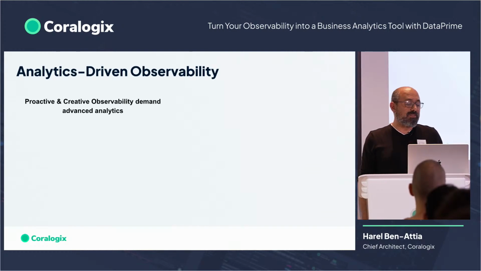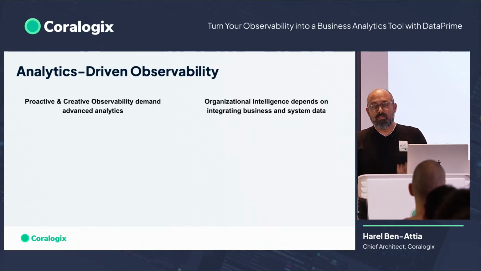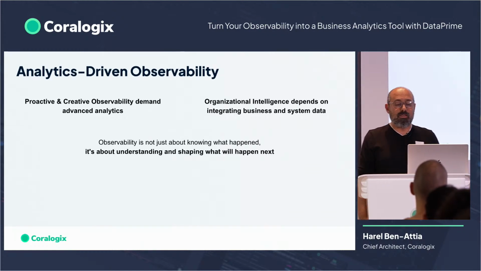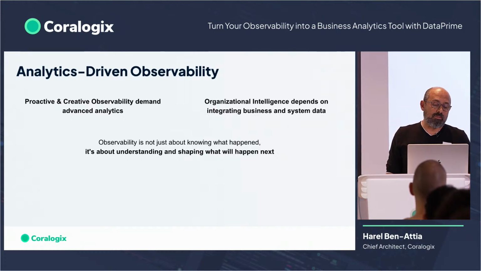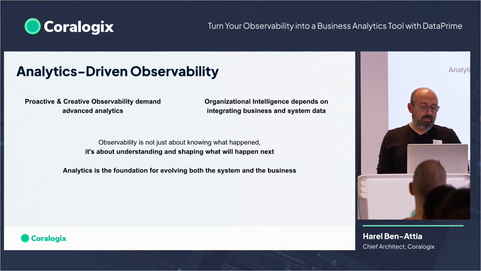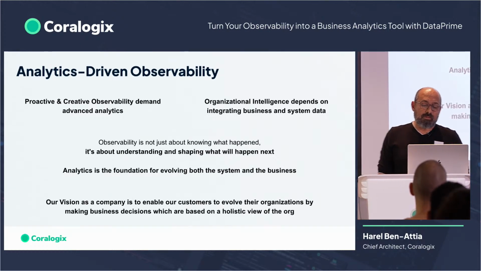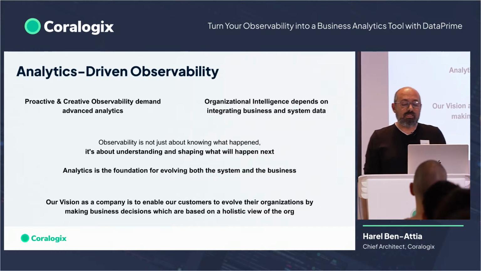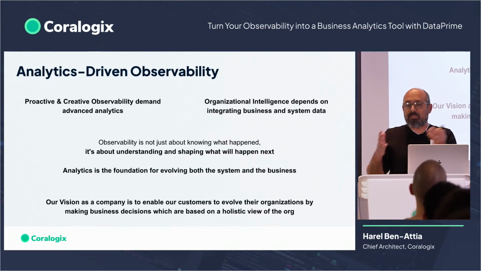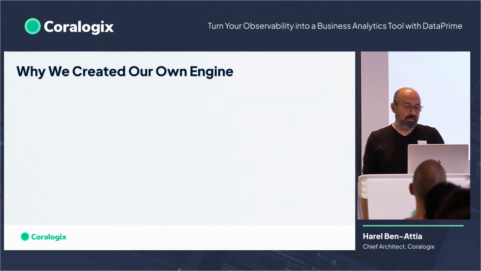So analytics-driven observability, like I said: proactive and creative observability obviously demand advanced analytics, and organizational intelligence depends on integrating business and system data and obviously requires analytics as well. Bottom line, observability is not just about knowing what happened, it's also about understanding and shaping what will happen next, and it's the foundation of evolving both the system, the technical one, and the business. We want to enable customers to evolve their organizations by making better business decisions as a whole and not with decision silos, like I mentioned.